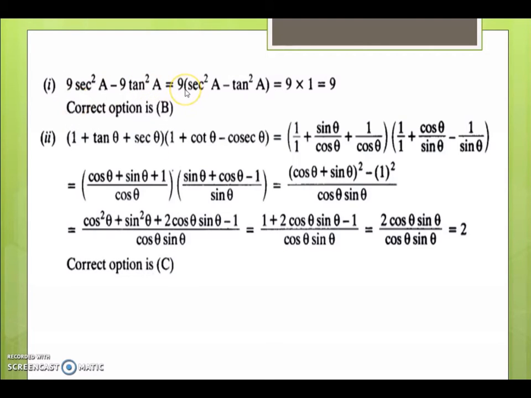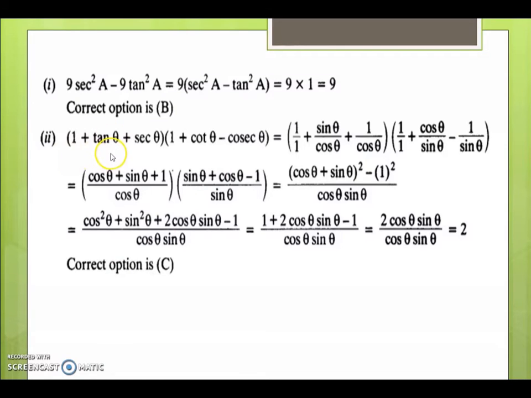So this one I can take 9 common over here. When I take 9 common, I will get 9 into within bracket sec square A minus tan square A, which I know is 1. Because 1 plus tan square A is sec square A. So if you just transpose the terms, you will get it as 1. So 9 into 1, the answer will be 9. So B is the correct option.